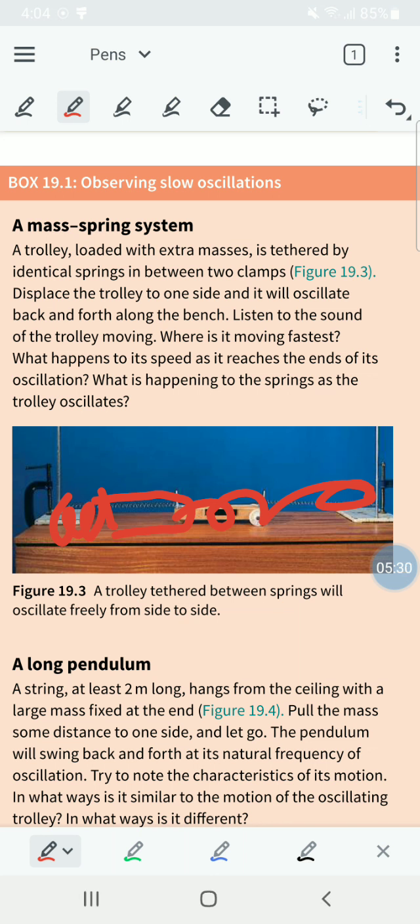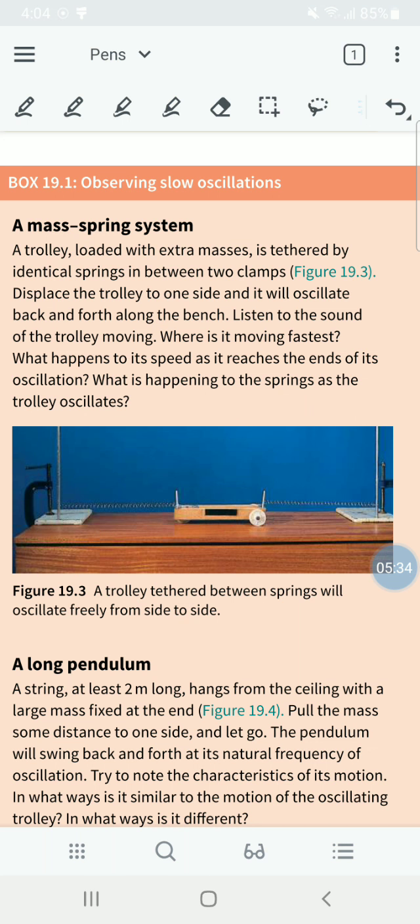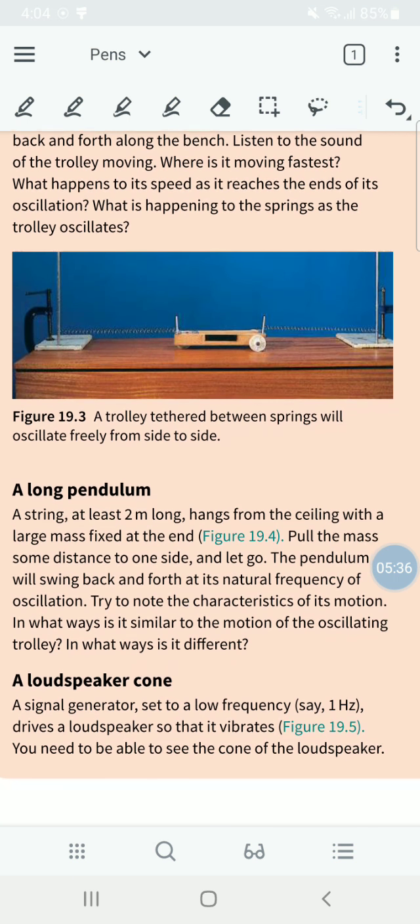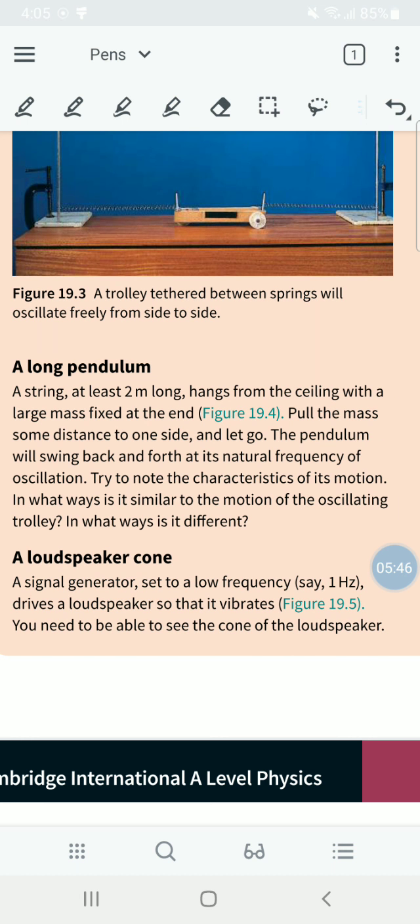So that is one way of observing these phenomena, the movement in an oscillation. Then a long pendulum. A string at least 2 meters long hangs from the ceiling with a large mass fixed at the end.